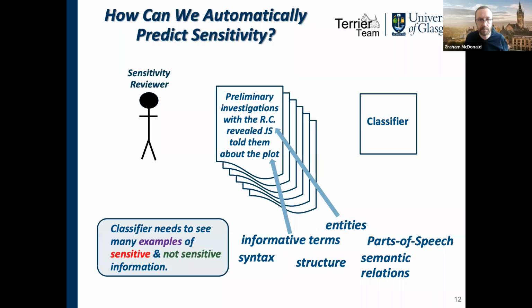How can we do this? We have a reviewer who is doing their job. They're reading the documents. We can get them to mark the sensitivities in the documents. We can then do some processing and identify the particular features which are useful or frequent in identifying particular contexts of interest.